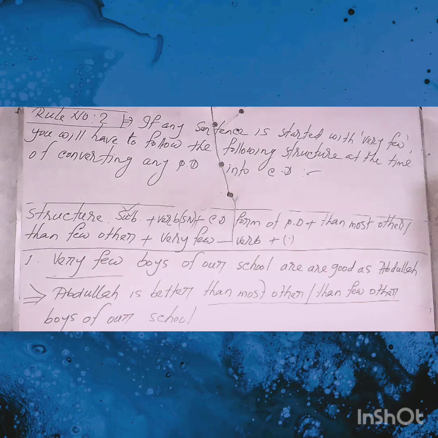Of course, it's a notable thing, dear learners, that at the time of converting any kind of positive degree, especially one starting with "very few", you'll have to use one of them: then "most of it, oblique", then "more few other". No problem. Hope that you have understood clearly.